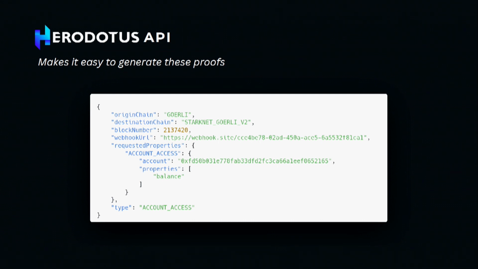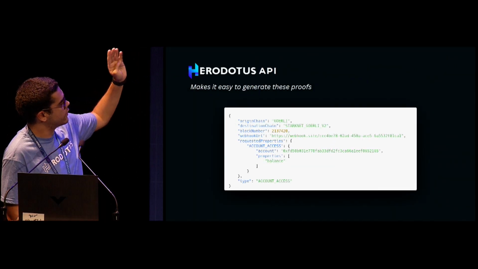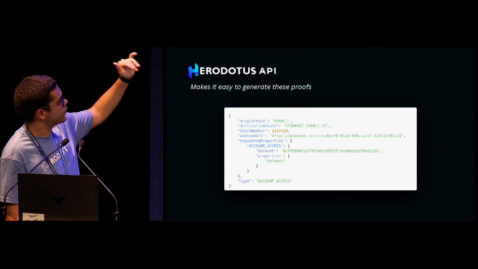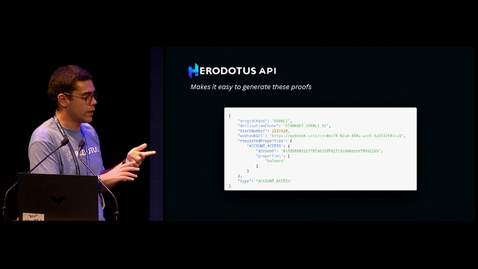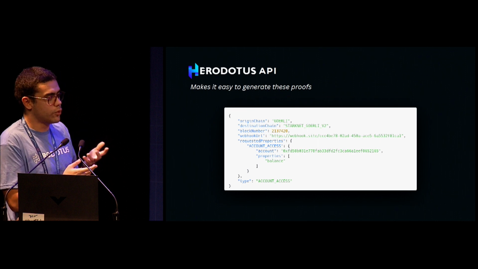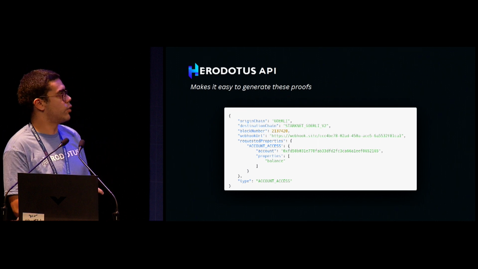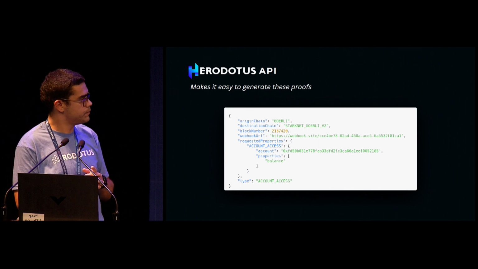So with the API, you simply send a post request, and the body of the request is super simple. You choose the origin chain, the destination chain, and the block number at which you're trying to prove whatever you're trying to prove. In this case, as you can see, we're proving that this account had a certain amount of balance at that block number. So it's pretty cool. You can prove accounts, you can prove states, you can prove receipts, you can prove literally anything that fits within an Ethereum block or any blockchain block.